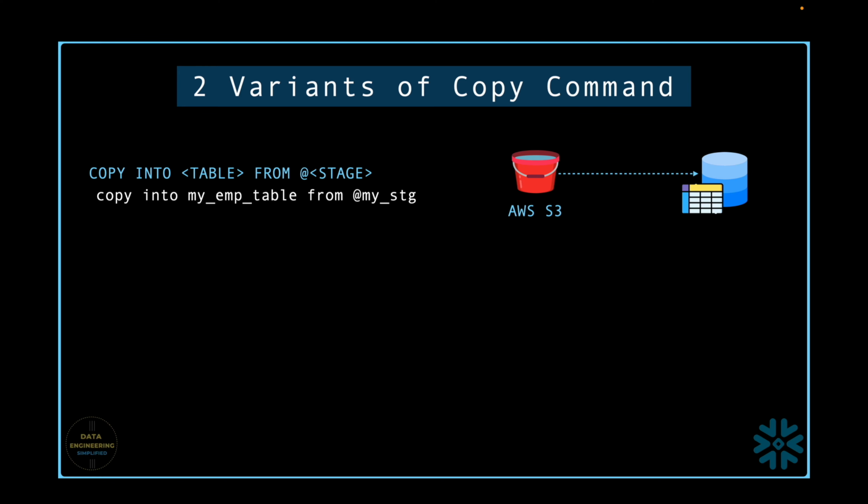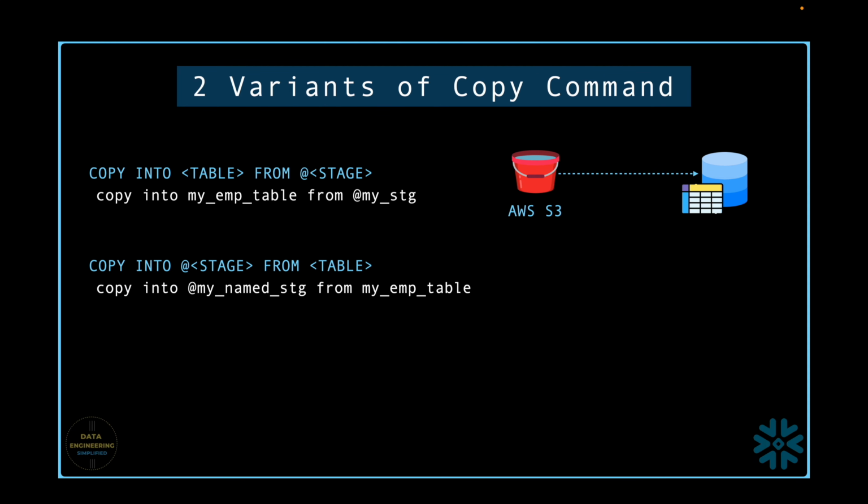Similarly, when we have to unload data and move data out of Snowflake, we can run the same copy command, and this time we will write copy into @stage name from table name. For example, copy into @my named stage from my EMP table. This command will move data from Snowflake to the stage location. It is not necessary that you have to give an external stage name.